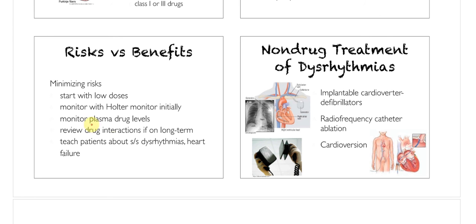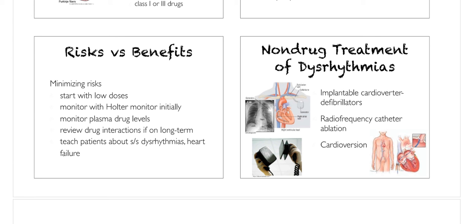We're going to want to monitor their plasma drug levels, because we want to make sure those drugs don't go into the toxic level and potentially cause significant long-term damage. If they are going to be on something long-term, some people do take lidocaine or amiodarone or a beta blocker. Beta blockers are very common. Anything long-term to try to prevent these dysrhythmias, we want to make sure that we are reviewing what other medications they're taking so that we can ensure there are no dangerous drug interactions occurring.